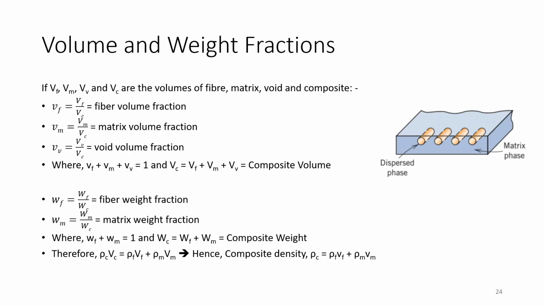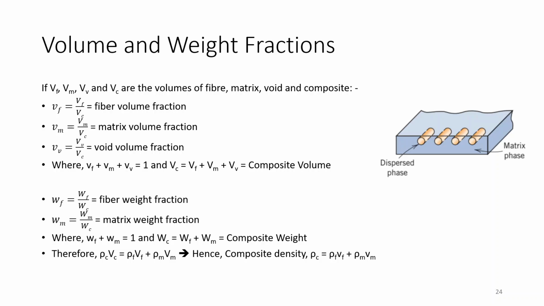So here vf plus vm plus vv, these are all fractions, so the addition will always be 1. And if you combine volumes, the entire volume, the volume of composite, will be equivalent to the volume of fiber plus the volume of matrix plus the volume of voids. And when you count the weight, voids won't have any weight, so void won't be here. So here the weight fraction of fiber is equal to the weight of fiber divided by the weight of composite, and the weight fraction of matrix will be the weight of matrix divided by the weight of composite. Here Wf plus Wm will be equal to 1.